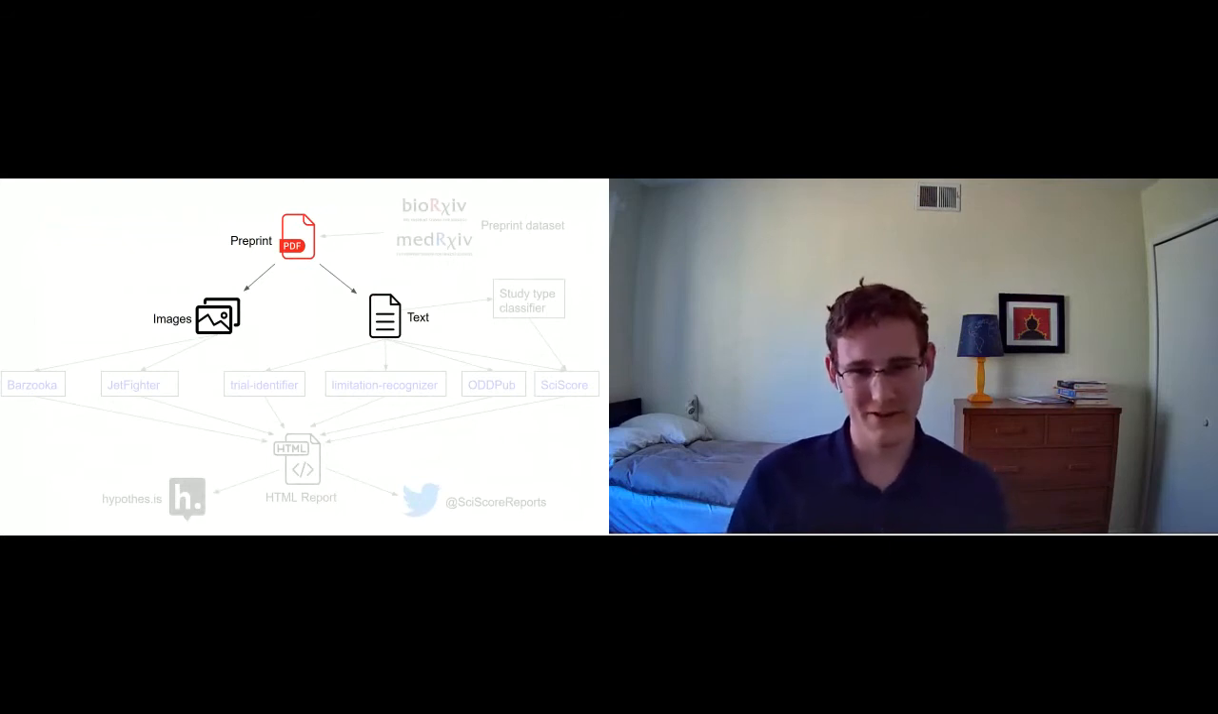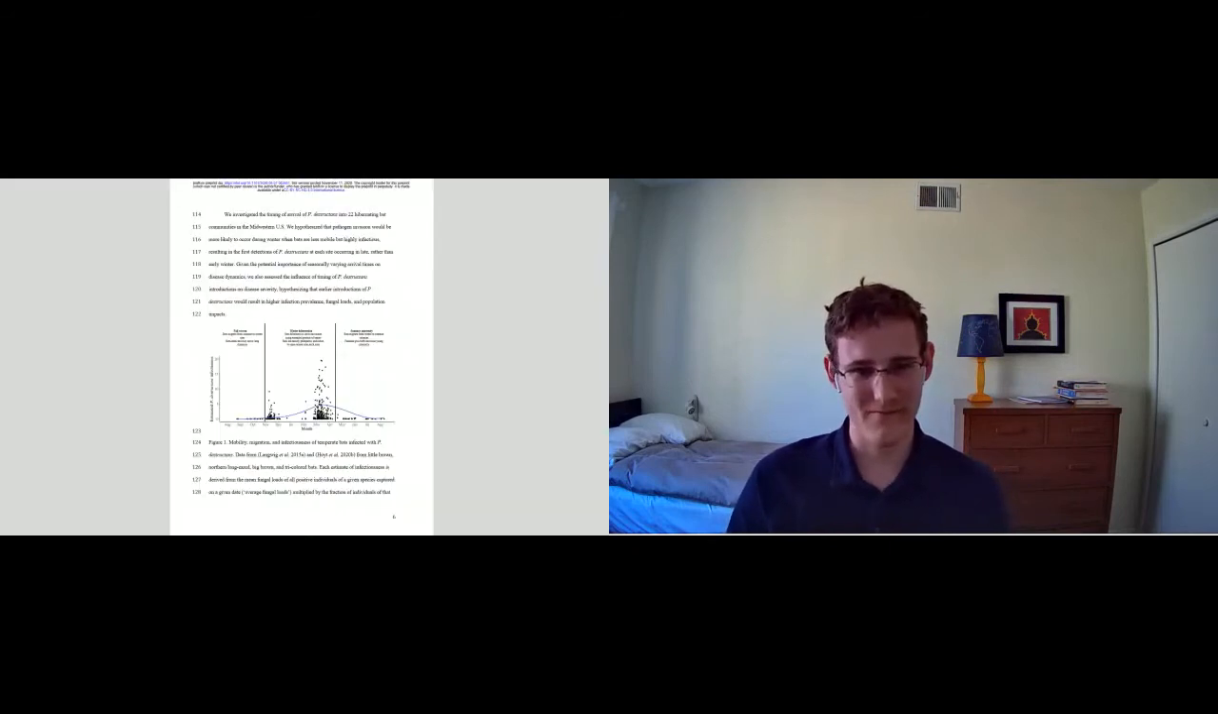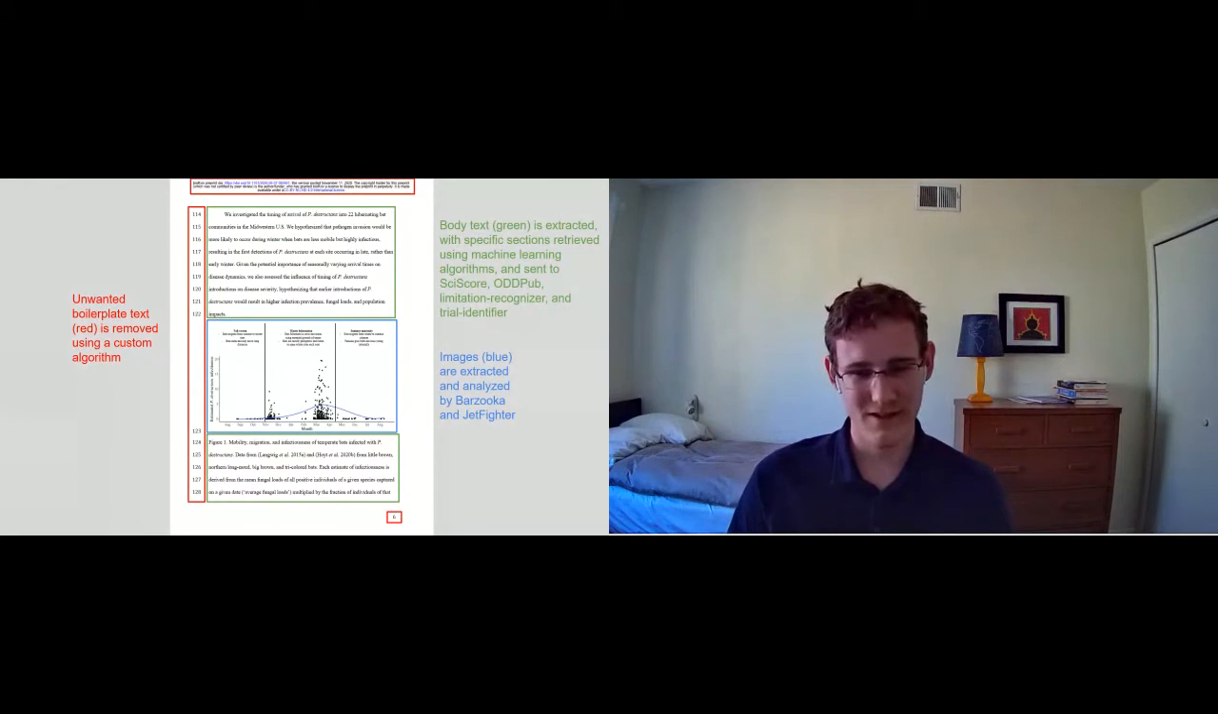So now let's talk about the images and text extraction. Here's an example preprint page, and these are the things that we extracted from it. The red text that's outlined here was removed using a custom algorithm because it's boilerplate text that we don't need, like page numbers or line numbers. The green text was then extracted using machine learning algorithms to pick out the correct sections, and those were fed to SciScore, ODPub, Limitation Recognizer, and Trial Identifier. And the images, like in blue, were extracted and analyzed by Bazooka and Jetfighter, the two figure analysis tools.